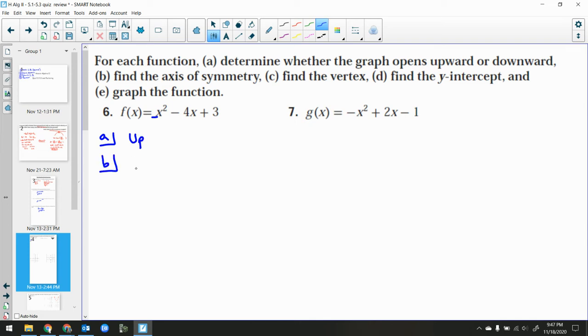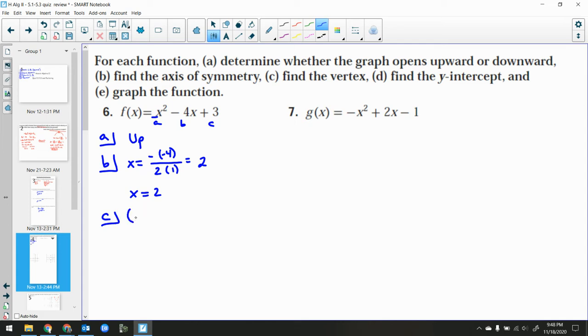Part B, find the axis of symmetry. Remember, it's negative b over 2a. So x equals, and then we have negative negative 4 over 2 times 1, right? Because a is 1, b is negative 4, c is 3. So these negatives will cancel. 4 divided by 2 is 2. So the axis of symmetry is x equals 2. Remember, it's a line. Make sure you write the x equals.